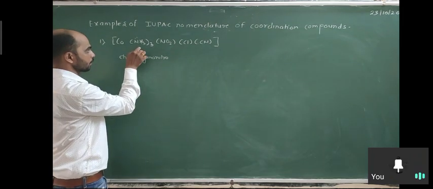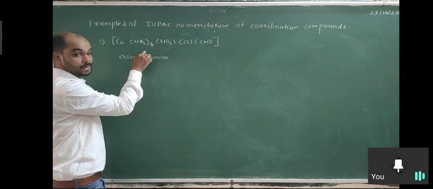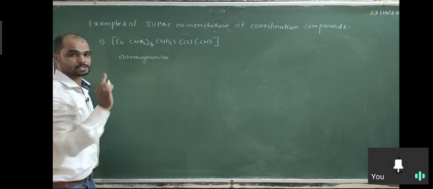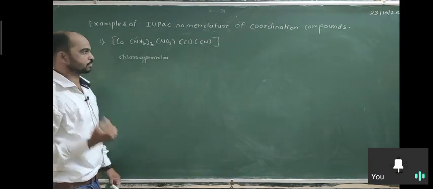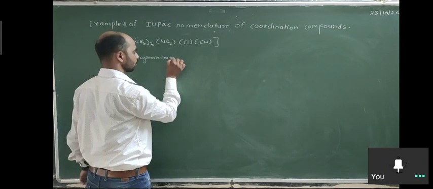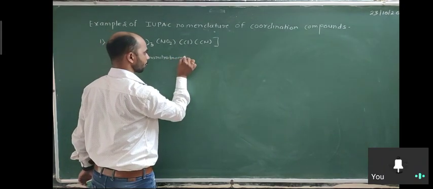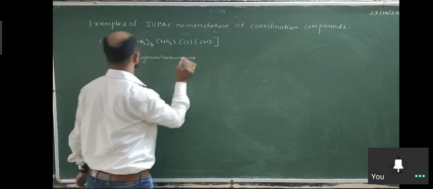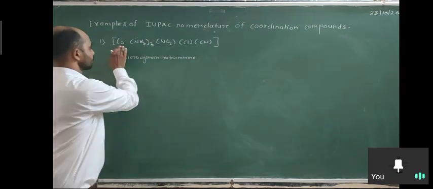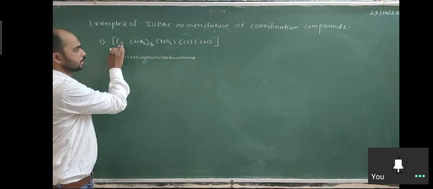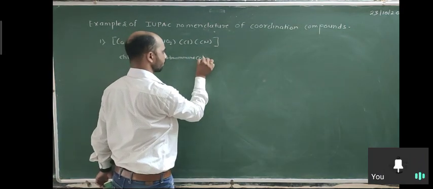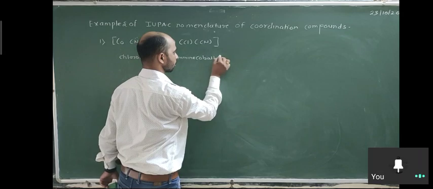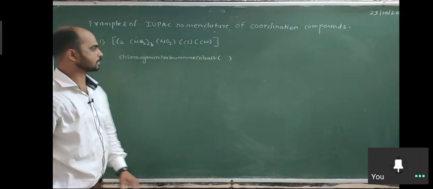Then come the neutral ligands. There is NH3, which means ammine. But how many ammines? 3 ammines. So here we need a prefix, and for 3 we use tri as the prefix. So triammine, and at the end there is the name of the metal. It is neutral, so there is no change in the name of the metal. So cobalt.